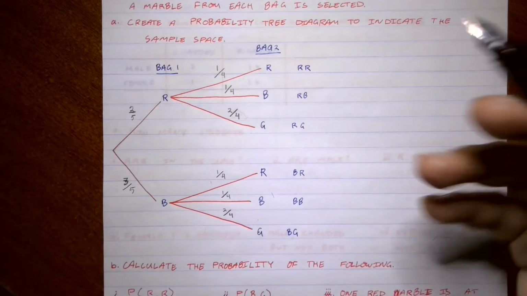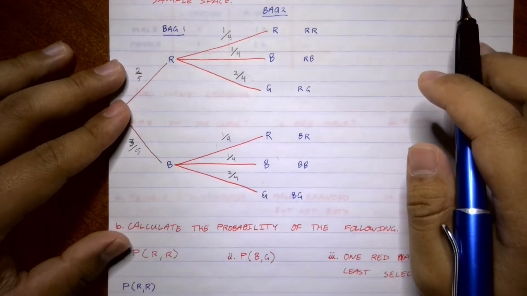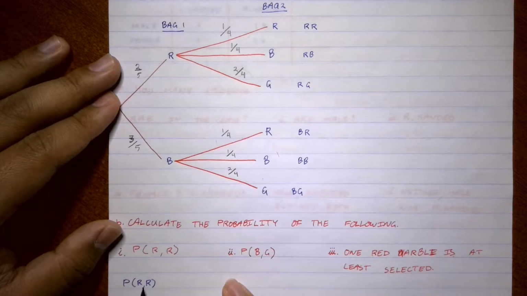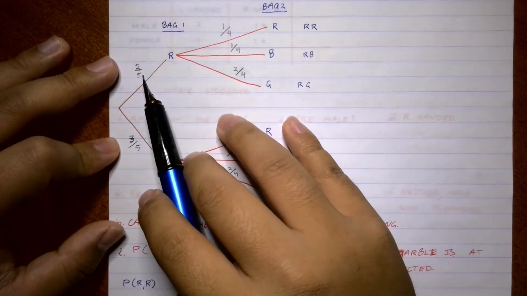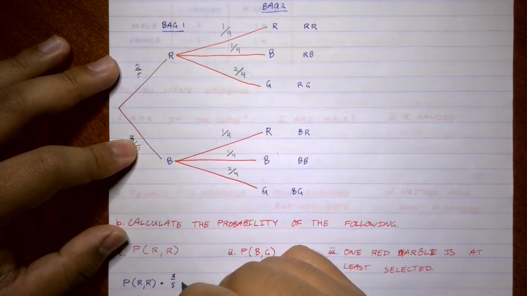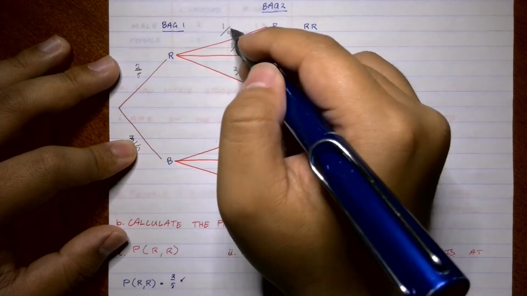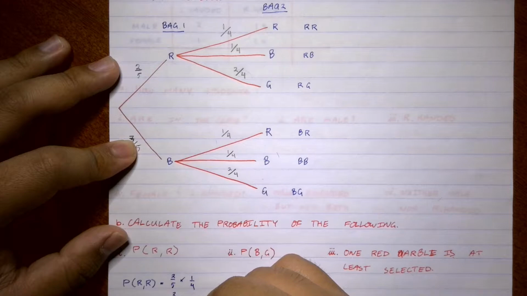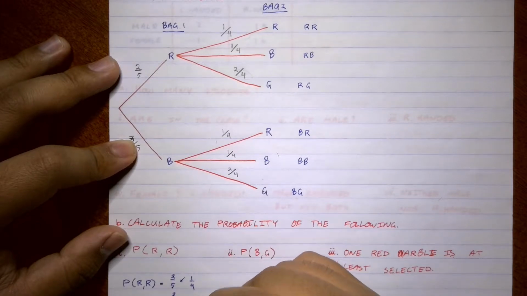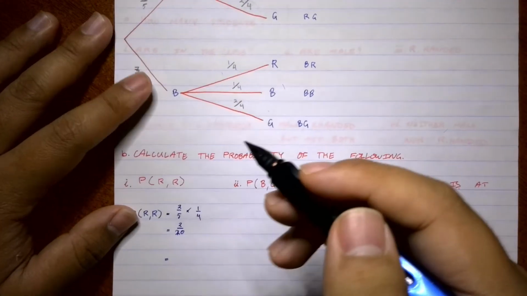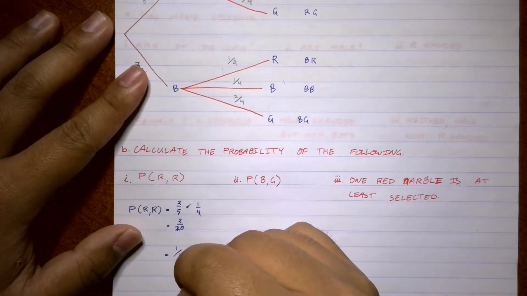The easiest way to remember this is, if you want the probability of red-red, we multiply the outcomes it took to get there. So red, that's 2 in 5 times 1 in 4. That's a total of 2 in 20, which we can simplify down to 1 in 10.